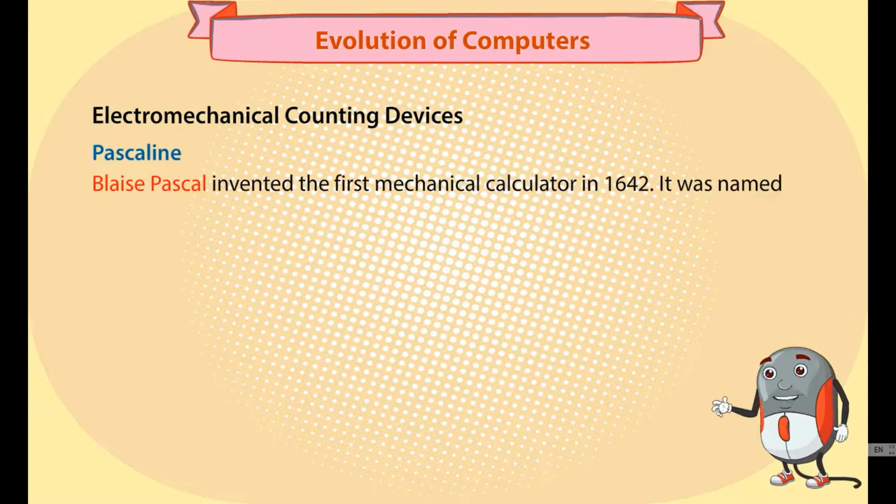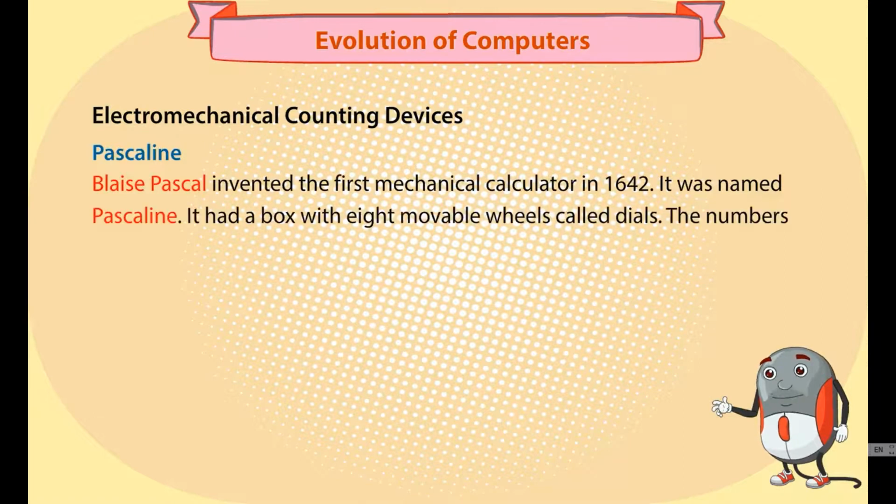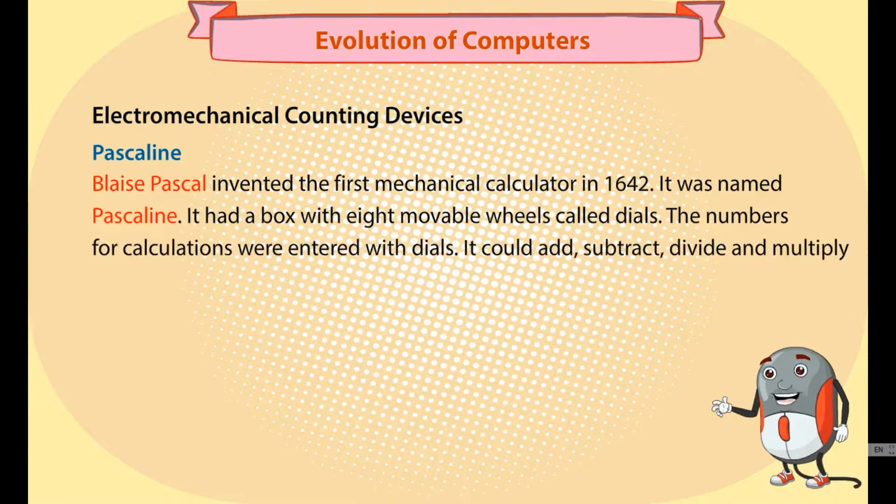Pascaline. Blaise Pascal invented the first mechanical calculator in 1642. It was named Pascaline. It had a box with 8 movable wheels called dials. The numbers for calculations were entered with dials. It could add, subtract, divide, and multiply numbers as big as thousands.